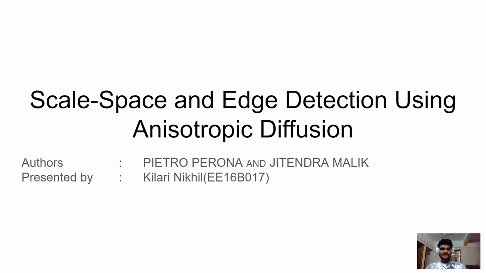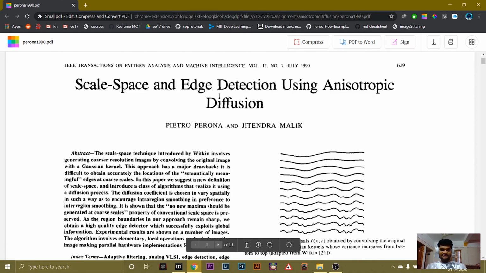The paper which we will be discussing today is called Scale, Space and Edge Detection using Anisotropic Diffusion, and the authors are Pietro Perona and Jitendra Malik. So this is the actual paper which we will be discussing. It was published on 7 July 1990.